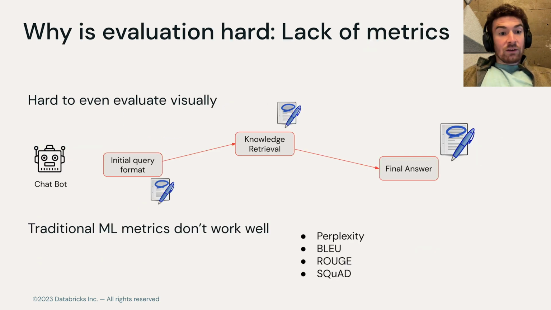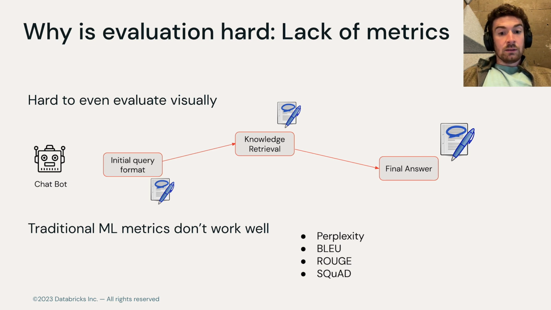The other issue is a lack of metrics. So it's hard to even evaluate with your eyes. So a lot of these applications, if you think about the chain before, there's three different steps. It could be going wrong at any of those intermediate steps, and you might not necessarily know which one and where. And then it's also tough to evaluate quantitatively with metrics looking at the final answer.